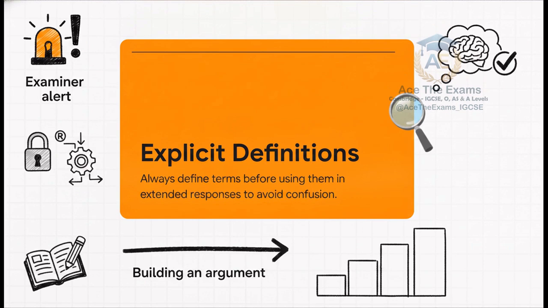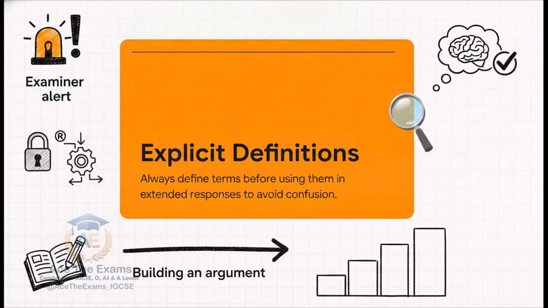The absolute golden rule here is that you must explicitly define proprietary software and open source software before you start applying them in your extended responses. Do not assume the examiner knows that you know what these terms mean. Model the correct behavior. State your precise definitions first. Establish that baseline. Proprietary software is closed source, legally protected, and usually paid for. Open source software provides access to the source code, allowing modification and redistribution. Define it and then build your argument from there.